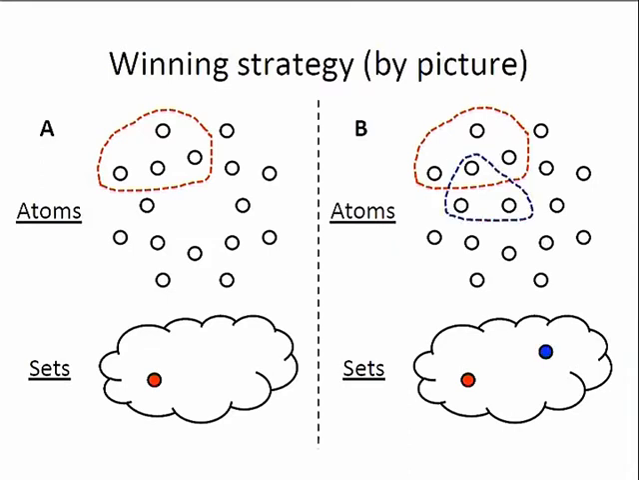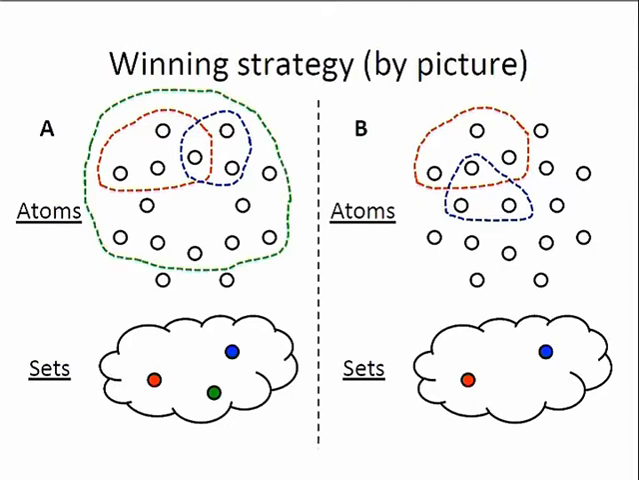Now in the next round of the game, let's say that spoiler plays this blue set, which contains 3 points, and it intersects this red set in one point and has two other points. Here, duplicator will play a similar configuration in the structure A. And so far, everything looks nice because these two sets are both small, containing fewer than half the elements. But now in the next round, let's say that spoiler moves back to the structure A and plays this green set, which contains everything but two elements in A.